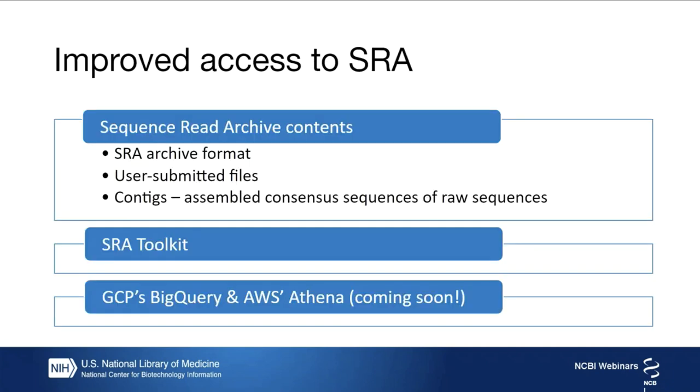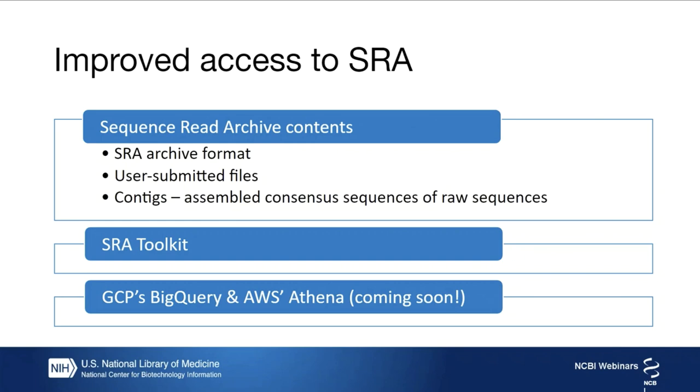What we've done so far is, as I mentioned, we moved all of the SRA archival format to the cloud, and that's available now. We also started moving the user-submitted files, which is roughly 25 petabytes more of data. And this is a new feature from SRA. So instead of using our archival format, you can get the files that we received from the submitters.